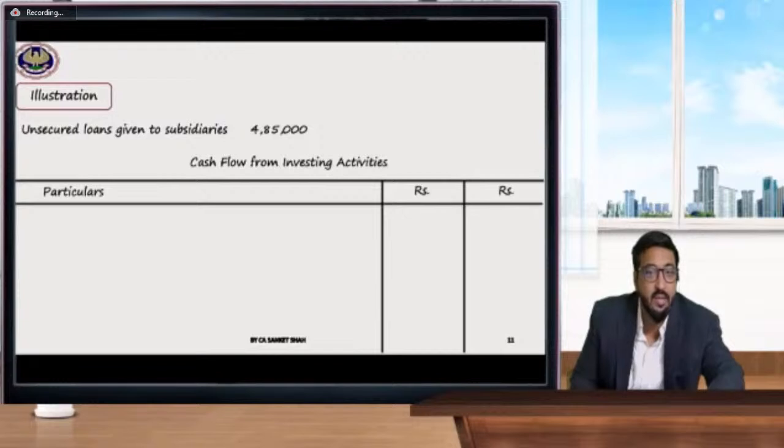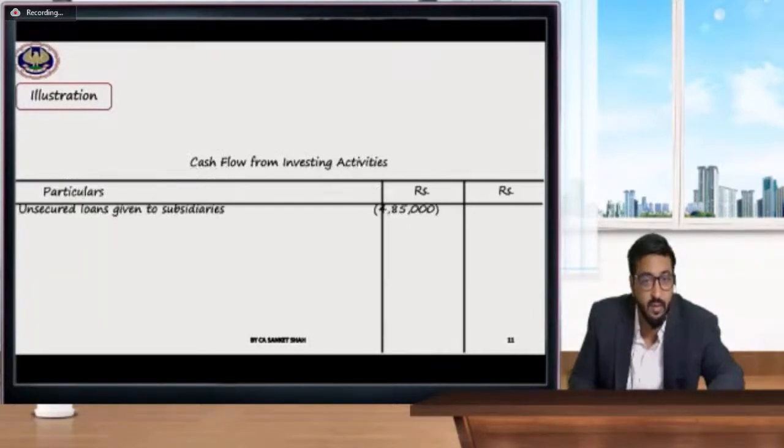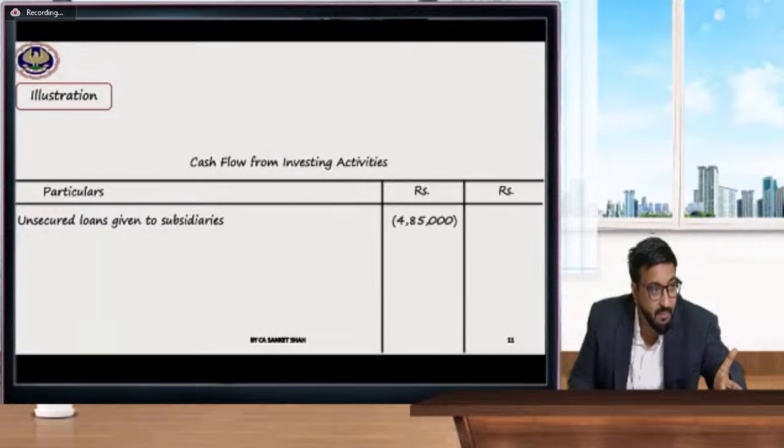IMP, unsecured loan given to subsidiaries. Yes beta, it will come in your cash flow statement or not in investing activity. हाँ, तो आएगा या नहीं आएगा? आएगा. And which, inflow or outflow? Inflow, then it is a positive figure. But beta, loan given from the business, so it is outflow.